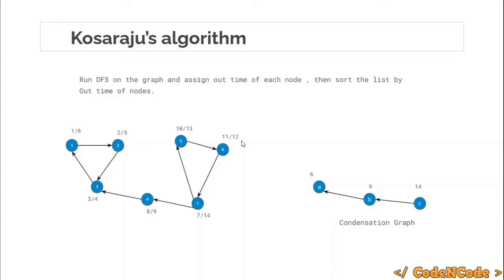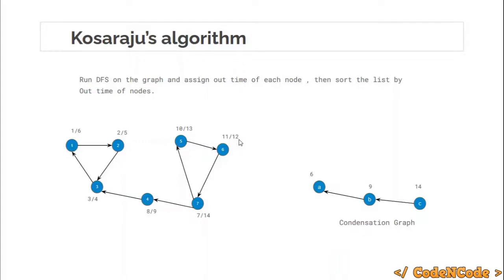But the question is, how do we get the ordering? The ordering of DFS becomes very easy. All you have to do is run a DFS and assign each node its out time. The in time and out time I have already explained in the graph theory part 1 series, so if you have no idea how to assign in time and out time to a node, you can go and check that out. After assigning each node the out time, you can sort them in decreasing order of their out time, and then run a DFS on them.